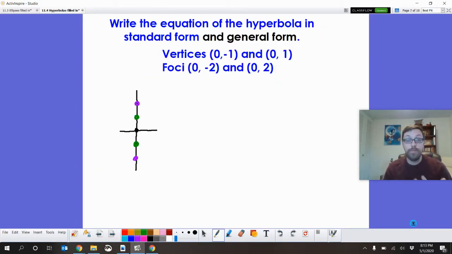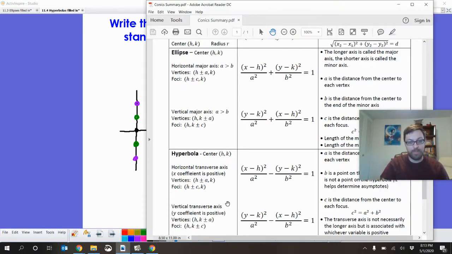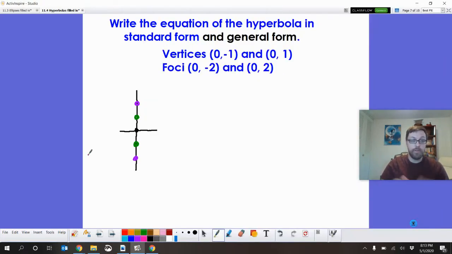Okay, so in this one, we want to write a standard form and a general form equation. All of our points are a nice stack, so that's a vertical transverse axis. So we've got this vertical one. We want to use the bottom stuff. So we want to get something that looks like this. We got to find H, we got to find K, we got to find A, B, C. So I know it's vertical.